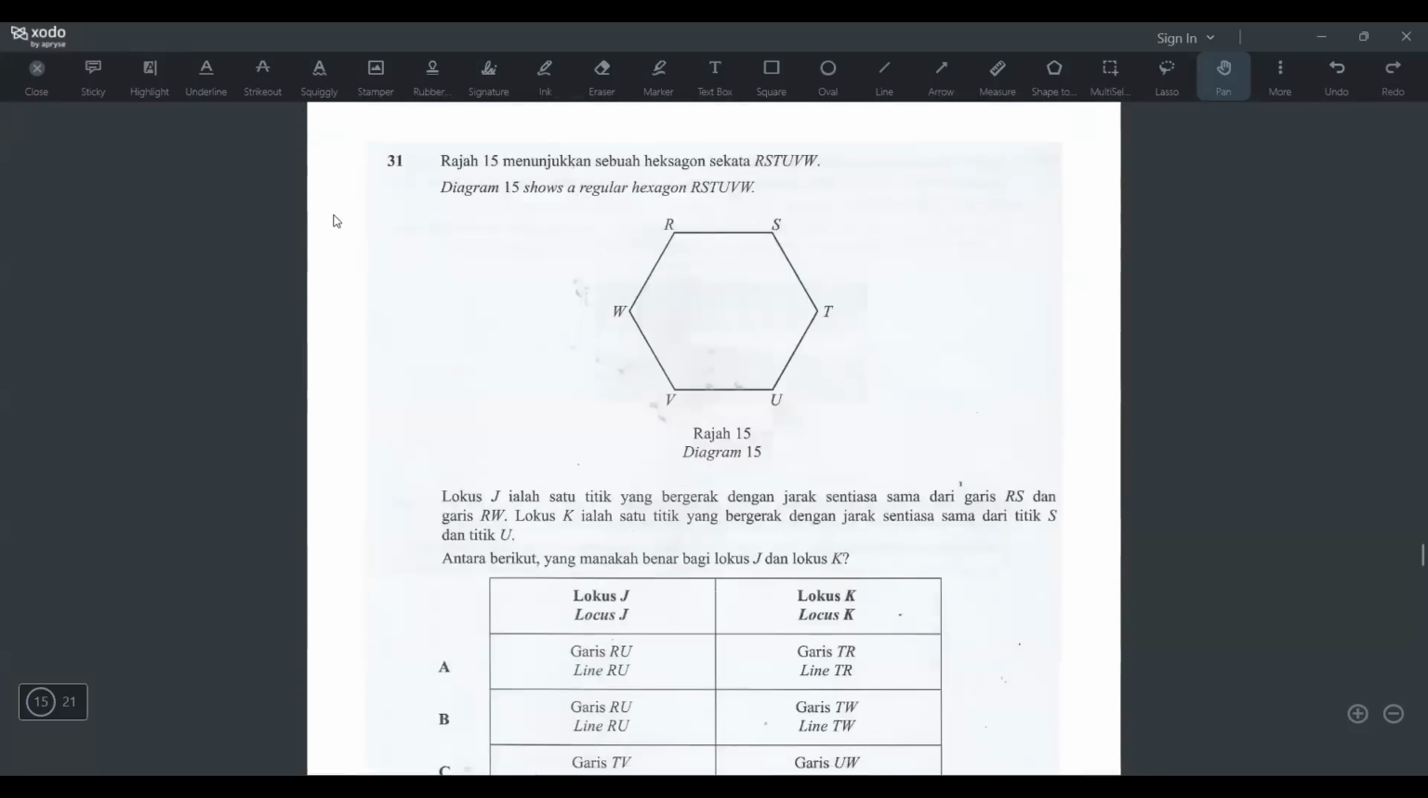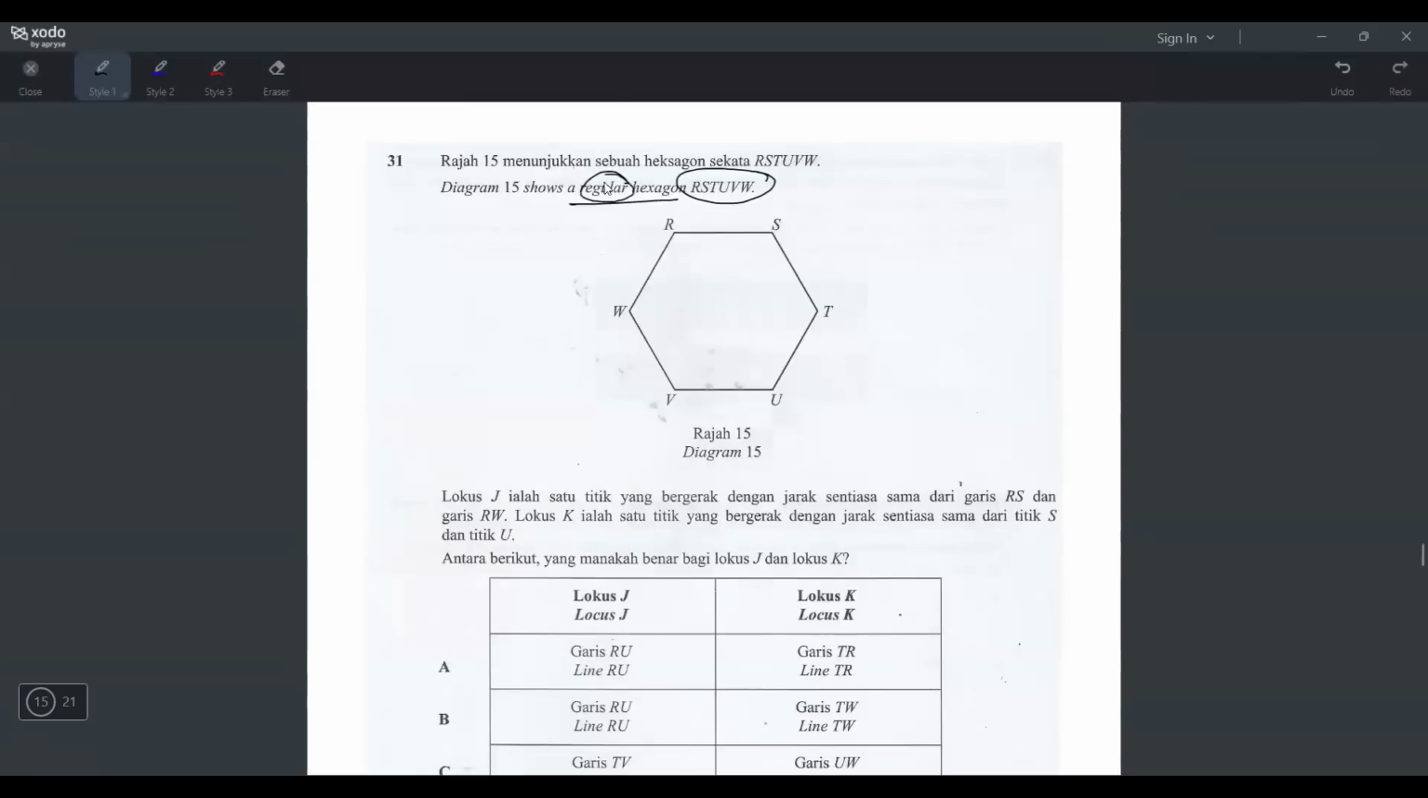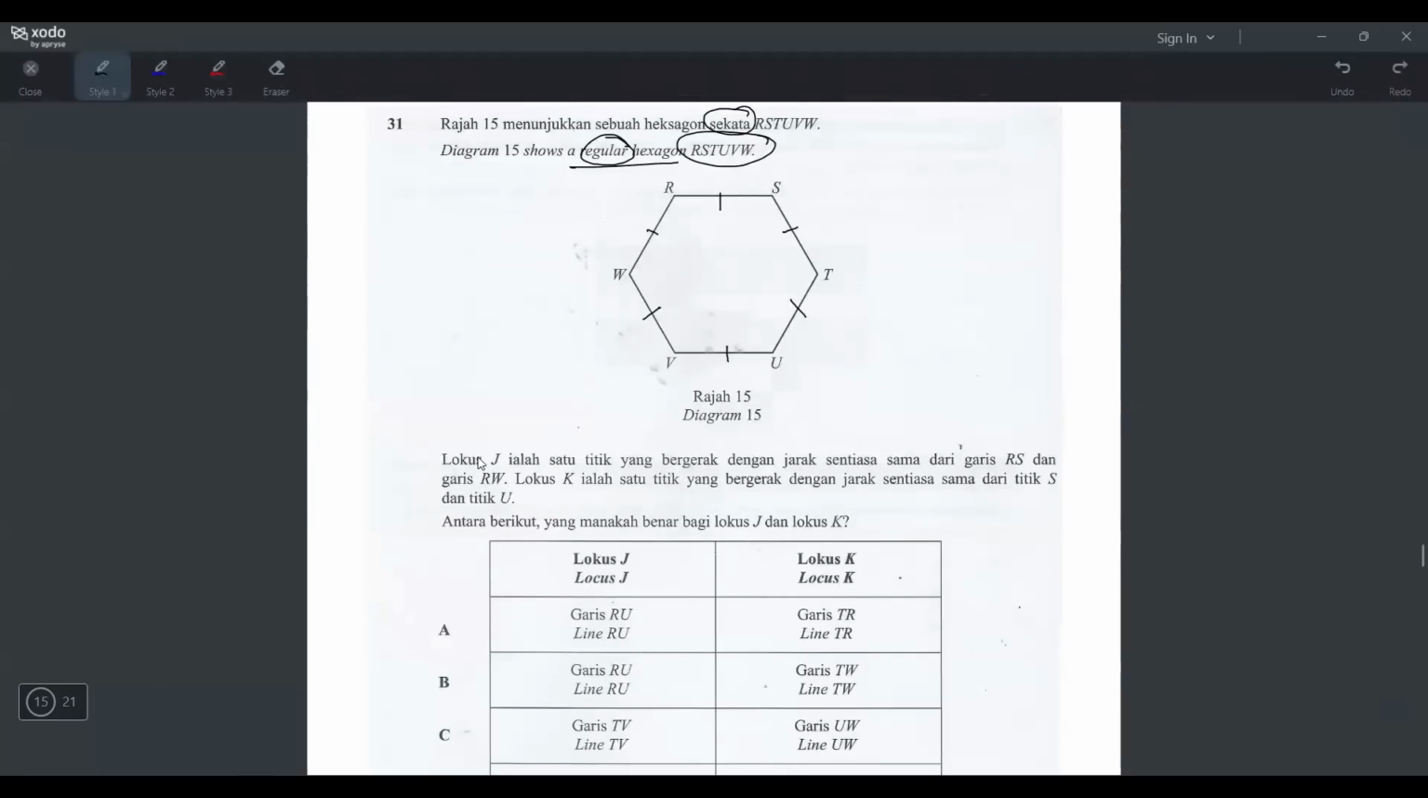Okay, let's continue. 31. So what it says, diagram 15 shows a regular hexagon RSTUVW. Okay, this word is very, very important. Regular in Bahasa Melayu, sekata. Sekata means all the side here sama panjang. Okay, regular. Okay, so sama panjang, what it says here. Locus J ialah satu titik yang bergerak dengan jarak sentiasa sama dari garis RS dan garis RW. So RS, RW, locus J.